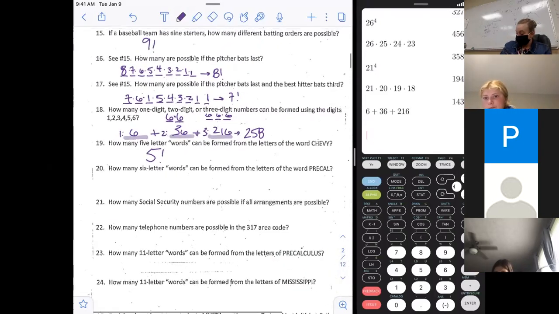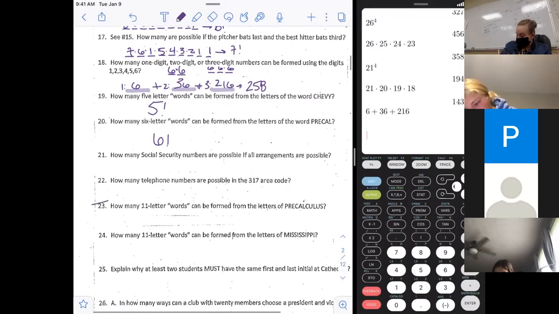I'm also going to do 6-letter words formed by the letters of PreCalc. That's 6 factorial. I'm going to skip the next two and jump down to 23 and 24.